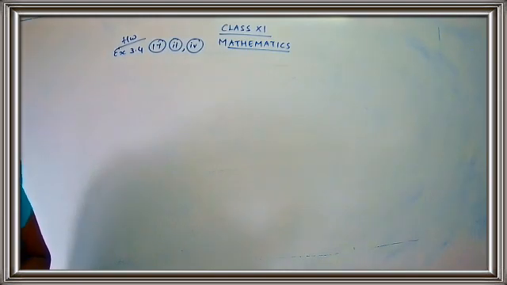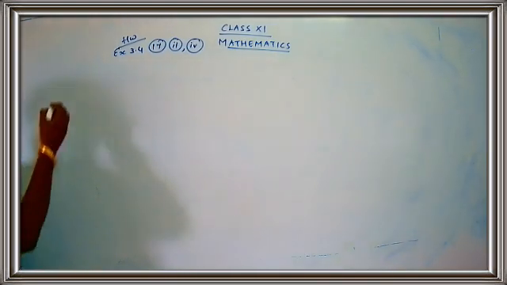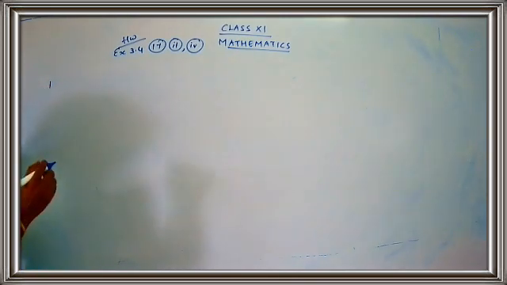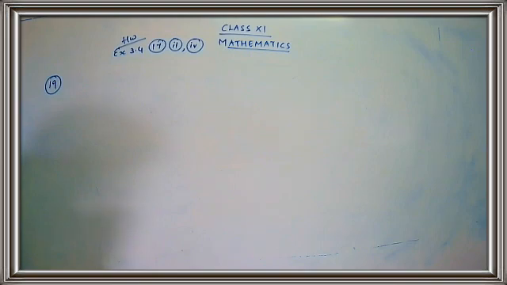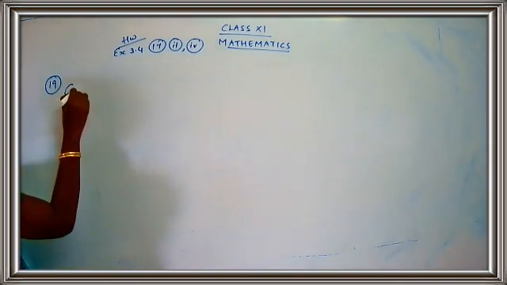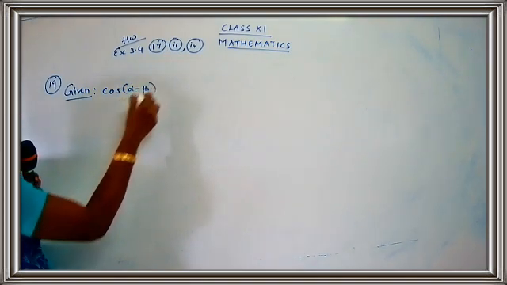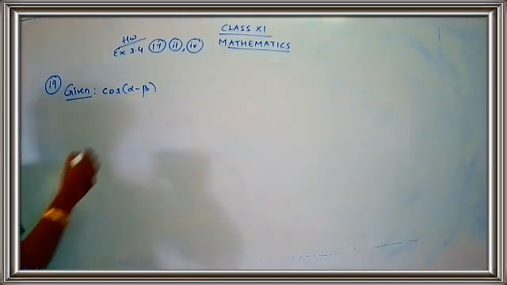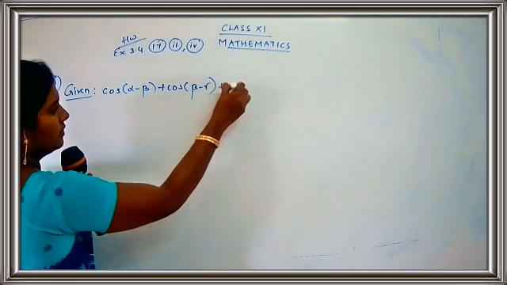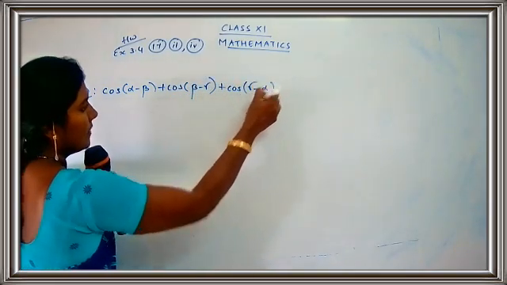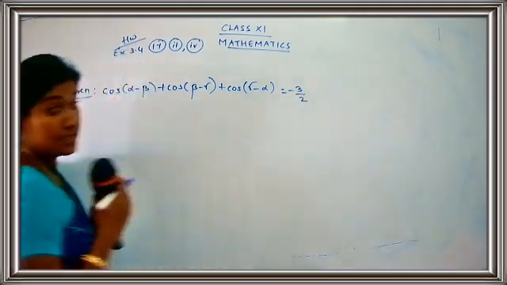Write down the question. Write down the given part and the two proof parts. Sum number 19. Given: cos of alpha minus beta plus cos of beta minus gamma plus cos of gamma minus alpha is equal to minus 3 by 2. This is given to us.